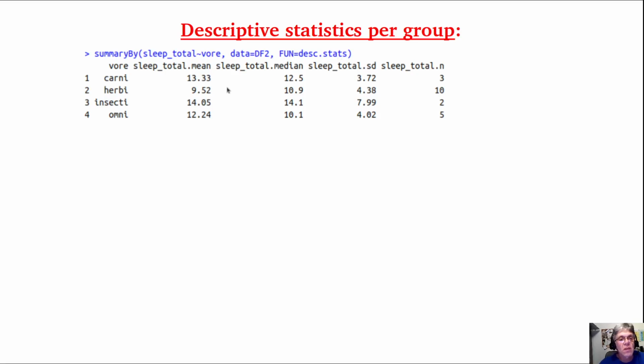So we see here that there are obvious differences between the means, especially between the herbivores and the rest, but there are some groups that have very few data points, so we should not make too much of a conclusion out of this meager amount of empirical information.